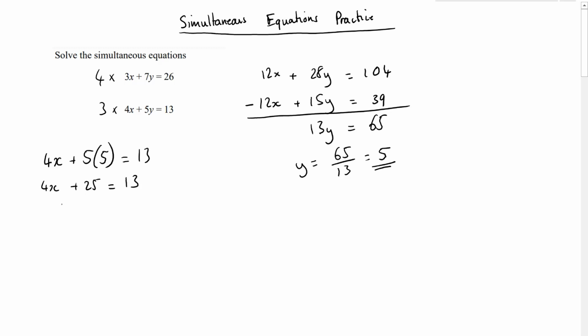Then I can solve this for x now, so that I have no other variables, I just have x. So I can say 4x is going to be 13 minus 25, and 13 minus 25 is going to give me minus 12. Then x is going to be minus 12 divided by 4, which is going to give me minus 3. So my answer that I would write down here is that x is minus 3 and y is equal to 5.